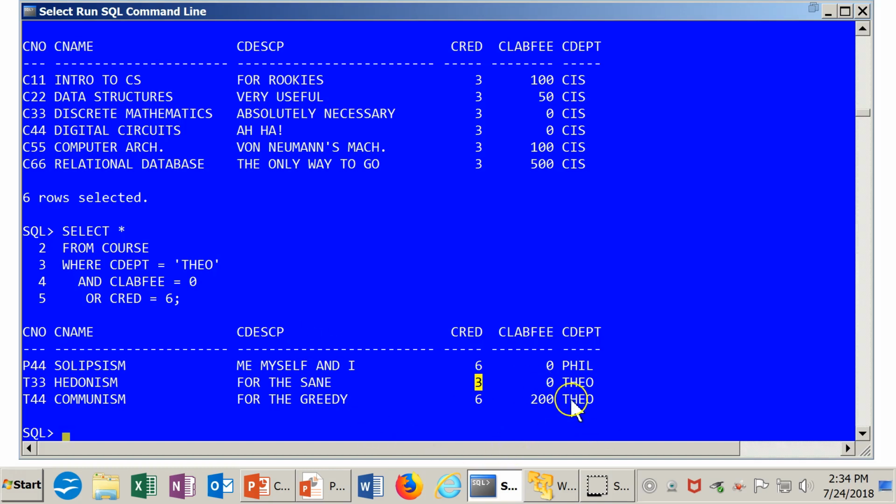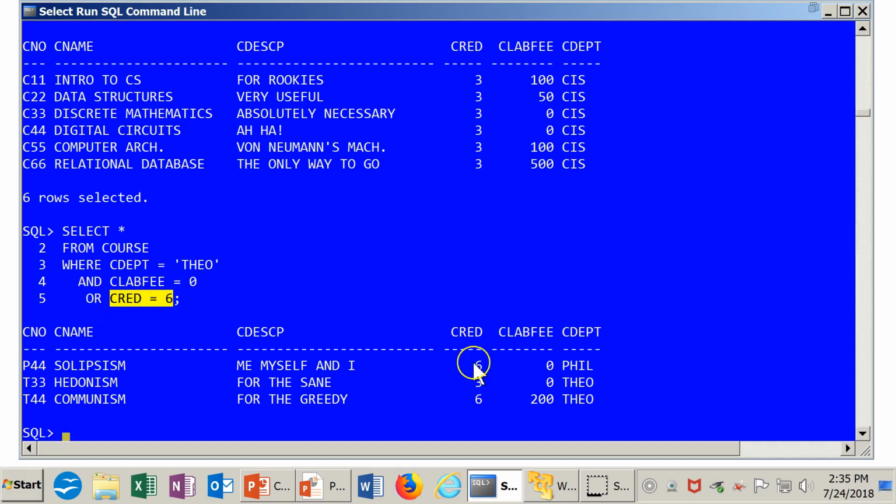Now, let's look at the bottom row. Department of Theology, lab fee of 0. Not quite, almost. It's Department of Theology, but the lab fee is not 0. So this one did not satisfy this conjunctive condition of two things having to be true together, the and. How about the credit is equal to 6? Aha, that's how it got in. It satisfied half of this conjunctive condition, but it didn't satisfy the whole thing. But with the credit equal to 6, because it was or, that was good enough.